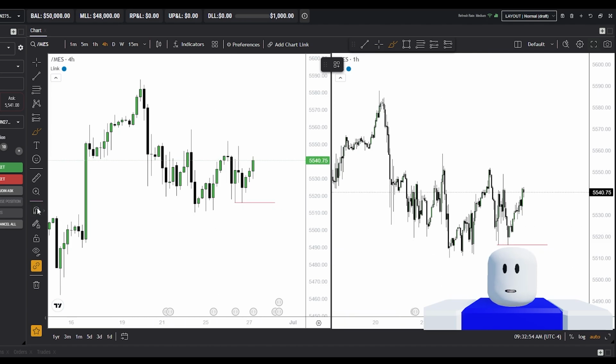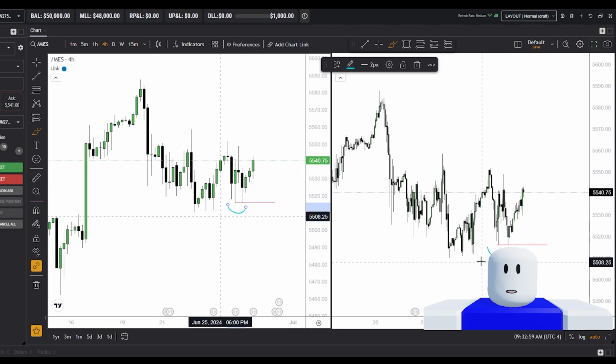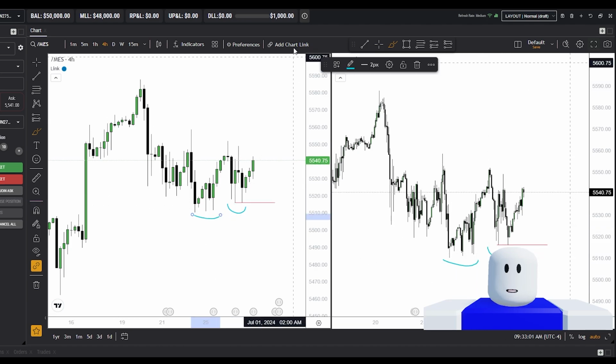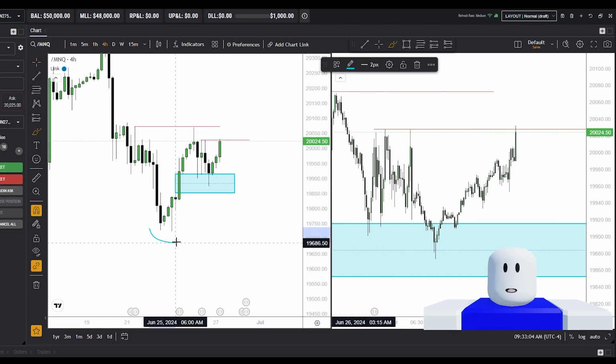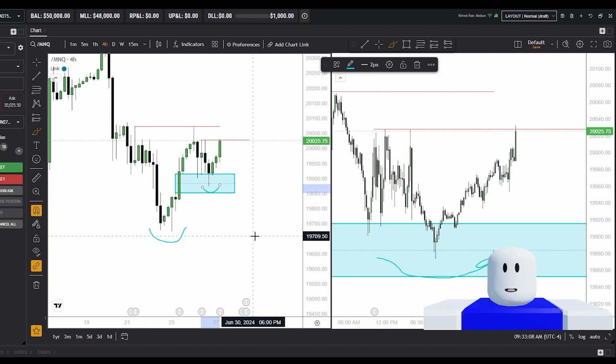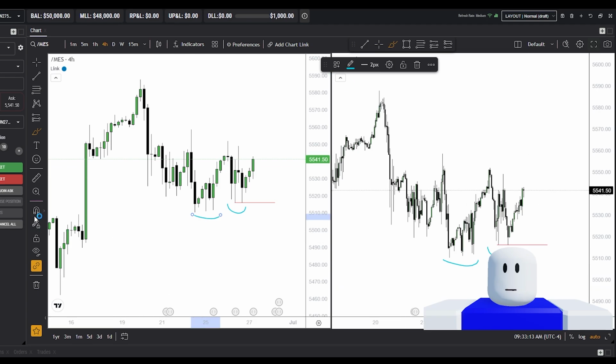Is there a control? Alright, perfect. These lows right here are much, this is a lower low and a higher low, right? Actually, let's just leave this on.